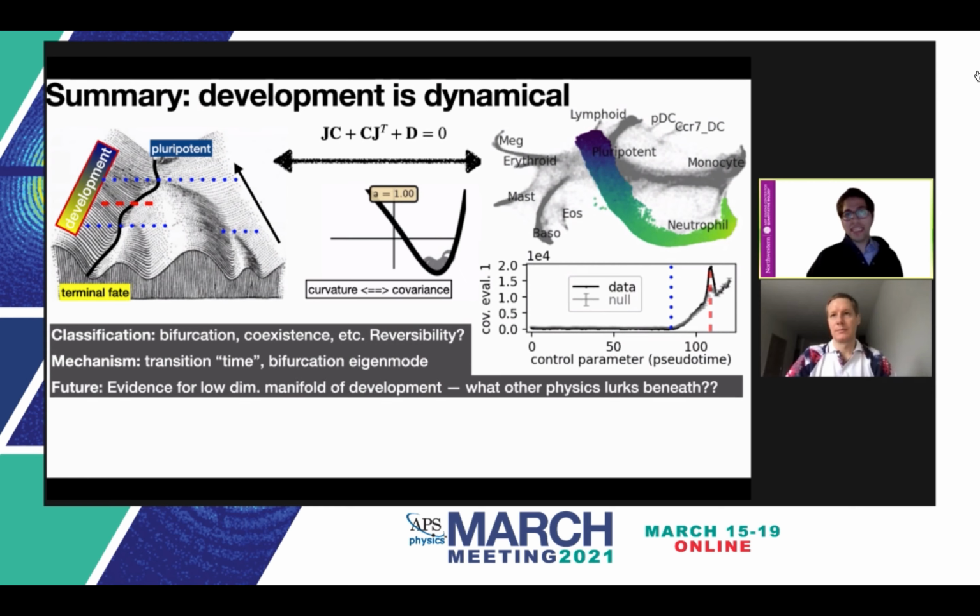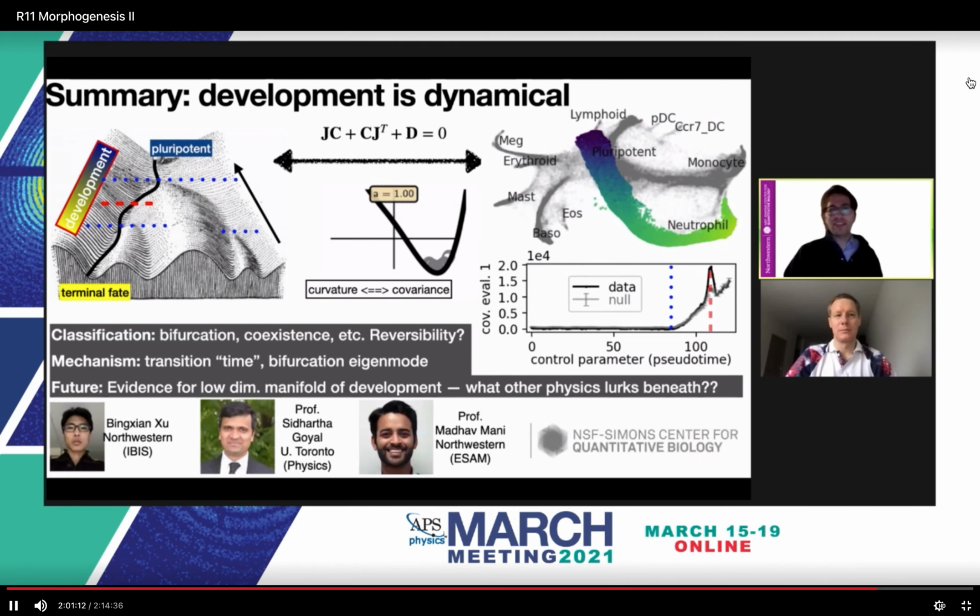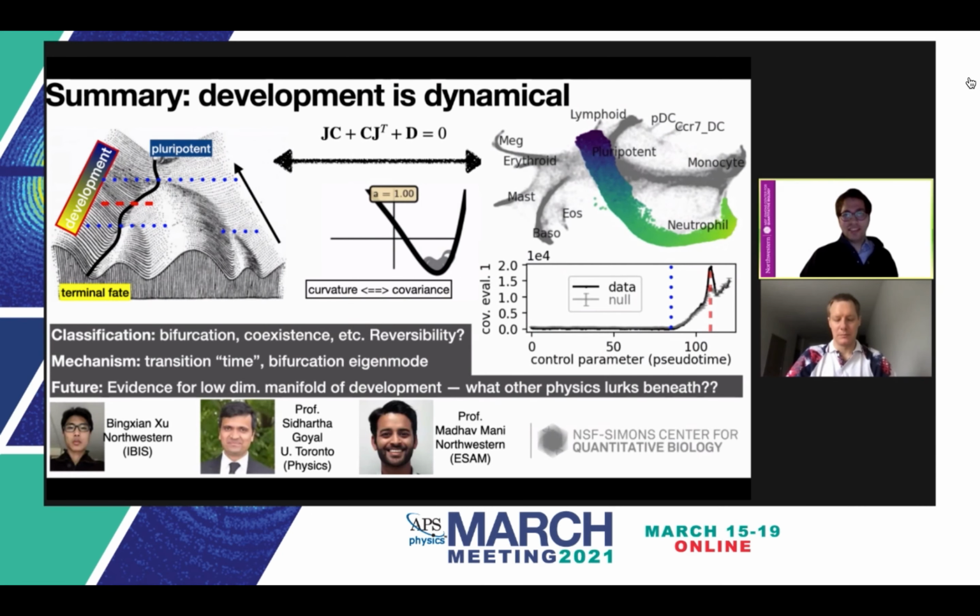We can look at the genes that are guiding the bifurcation. I think, more generally, this is motivational, in that we have some evidence for a low-dimensional manifold of development, and that there's physics there, and it would be nice to find out what else is there. So I'd like to thank my collaborators and my center, and I'd be happy to take any questions.